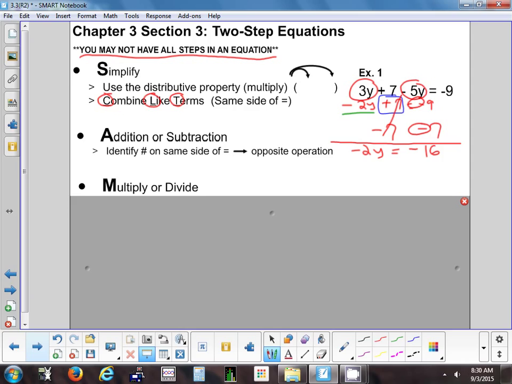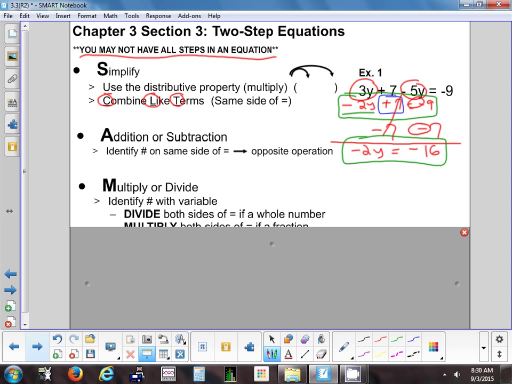Now this looks like something that we did last night for homework. This step right here looks like what we did on Monday night for homework, and then this step right here looks like what we did last night. So we're just combining what we did the last couple days. All right, so multiply or divide.